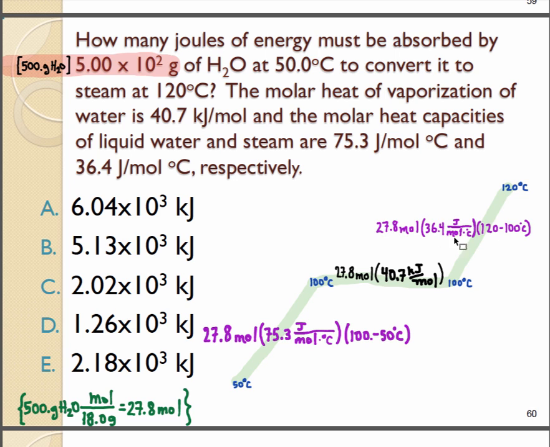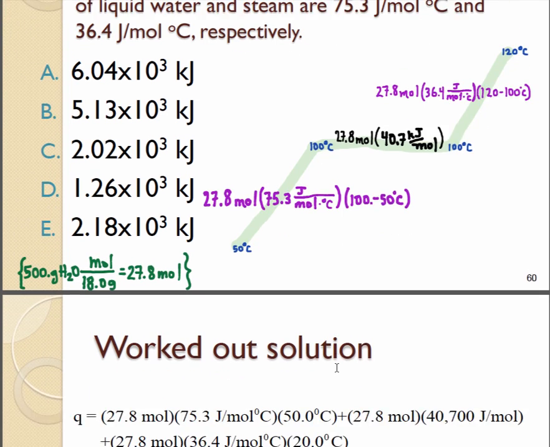Specific heat capacity of steam is different than the specific heat capacity, the molar heat capacity of water. I must have changed 4.18 times 18 grams per mole gives you 75.3. And the change in temperature here, 100 to 50. Here I just made them all positive, knowing that I'm going to have to add these, sum total all these up together and find the total heat needed to be added to do that.